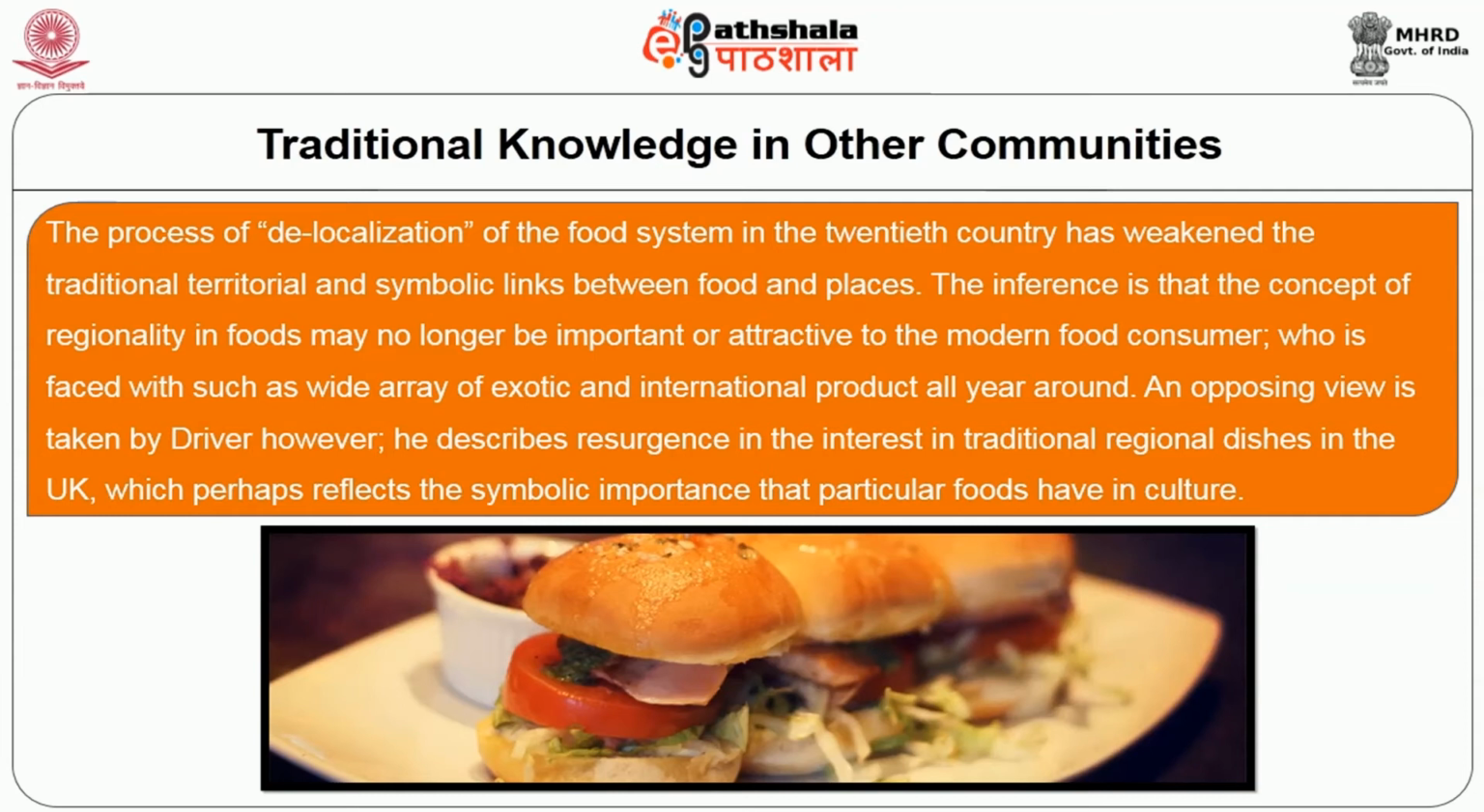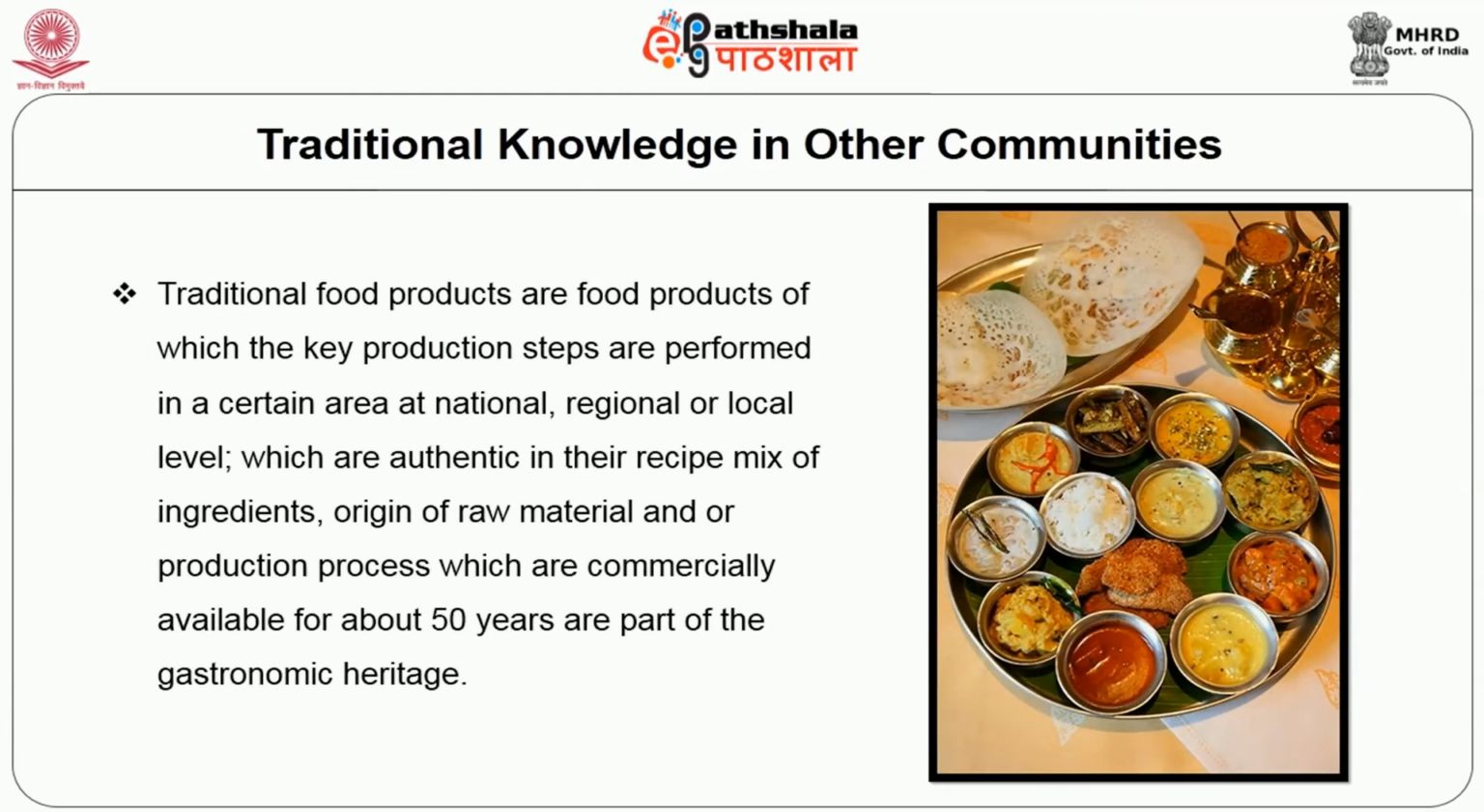He describes a resurgence in the interest in traditional regional dishes in the United Kingdom, which perhaps reflects the symbolic importance that particular foods have in its culture. The traditional food products are the food products of which the key production steps are performed in certain areas, either at national, regional or local level, which are authentic sometimes in their recipe mix of ingredients, the origin of their raw materials and the production process, which have been commercially available for about 50 years, and are part of the gastronomic heritage.